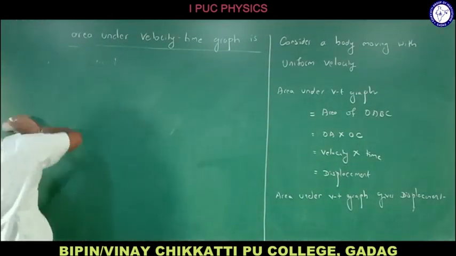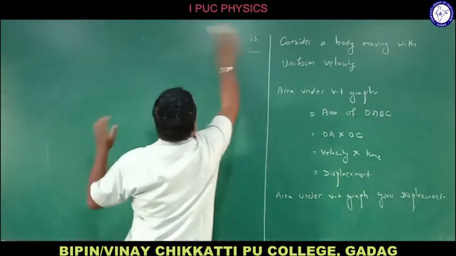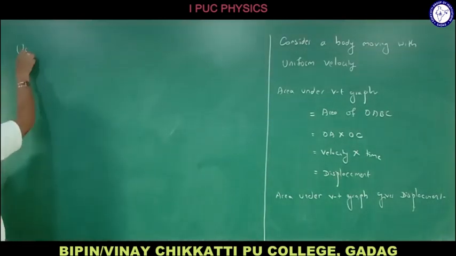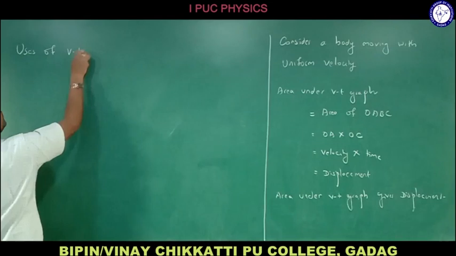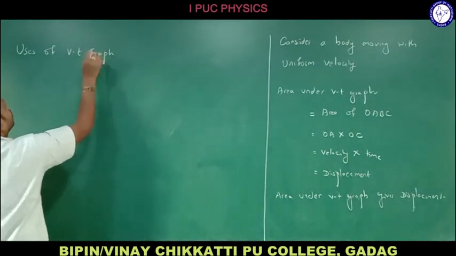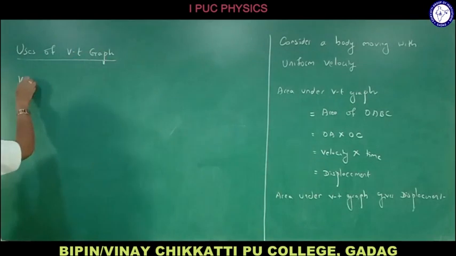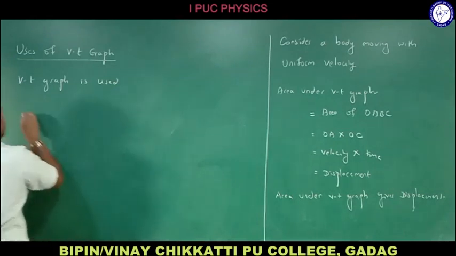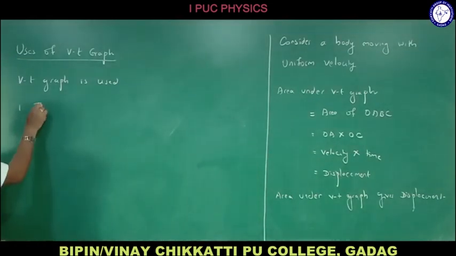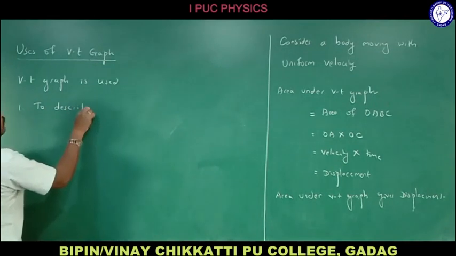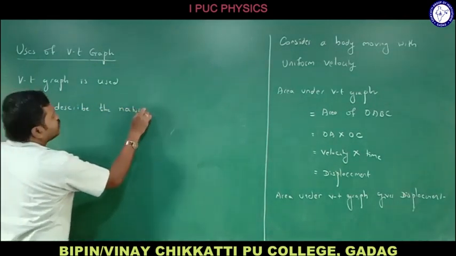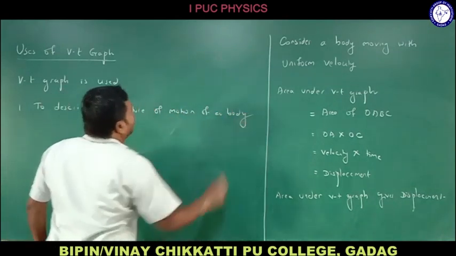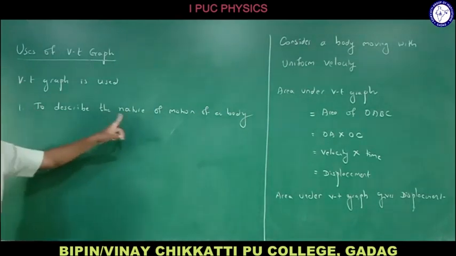Now, let me take what are the applications of the VT graph. We already studied what actually the VT graph is, and we took some cases. Now, let us check what the uses of the VT graph are. The velocity time graph is used to describe the nature of motion of a body. Already told you, the VT graph is used to describe the nature of motion of the body.